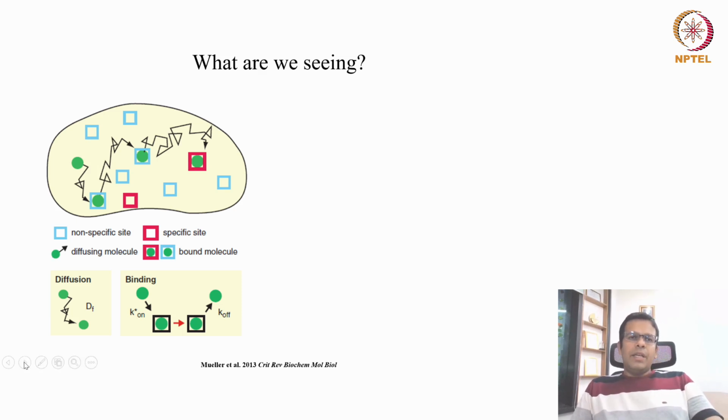So what do we see when we are doing the single molecule imaging? Okay, so let's say this is a cell nucleus, and this green color protein is a transcription factor, and this red color site is the specific gene promoter where this transcription factor is supposed to bind for the activation of transcription. Okay, now how does this transcription factor reach this red color target site?